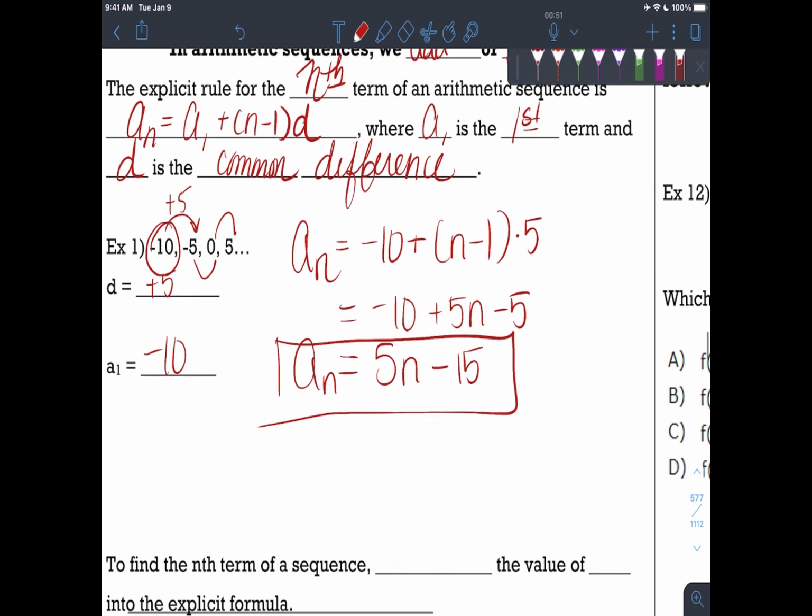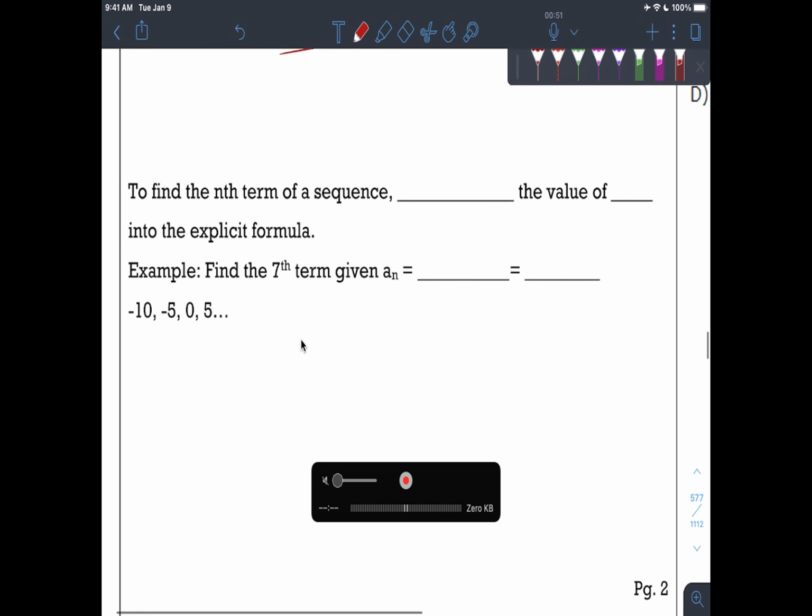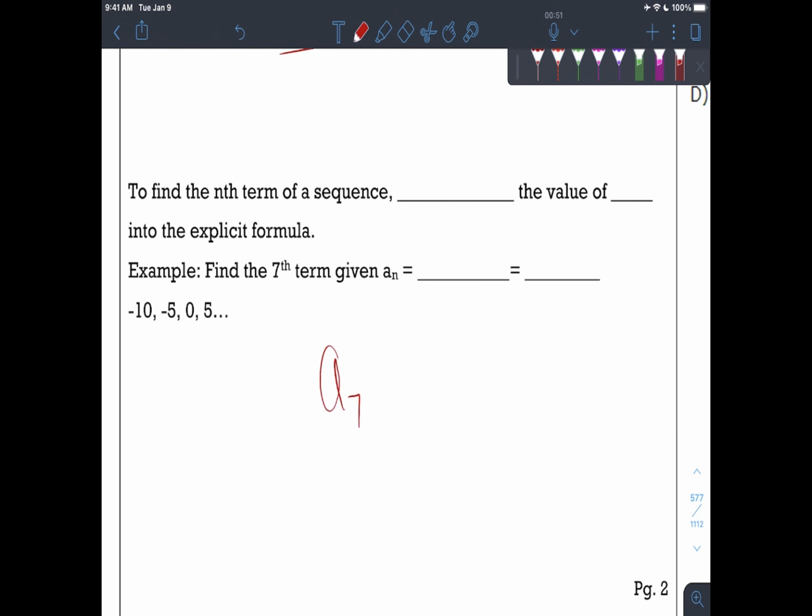Now, if I was to utilize my calculator in order to find my equation, I would have to make note of the fact that these are my y values, my range, always, always, always, because my x's are going to be the counting numbers, 1, 2, 3, 4, 5, signifying which term they are. So of course I can do the same exact step as last time to find that seventh term. I'm going to plug it in. So a sub 7 is going to be equal to 5 times 7 minus 15, which is 20.